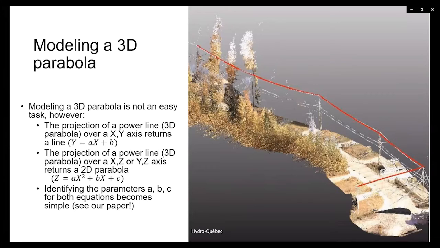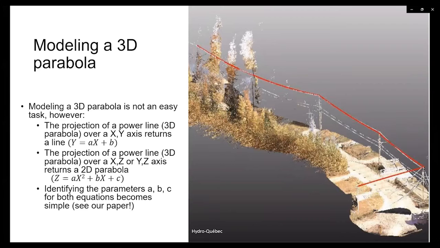Here it's a little bit tricky, but what you can do is split your problem of the 3D parabola into 2 simple equations. One, if you take your 3D parabola and do a projection over the horizontal axis, you obtain a 2D line. And the equation of the 2D line is really simple: y equals ax plus b. And here it becomes really easy to find the corresponding values of a and b according to the line that you have detected in your plane.